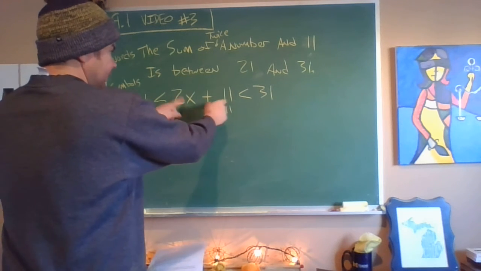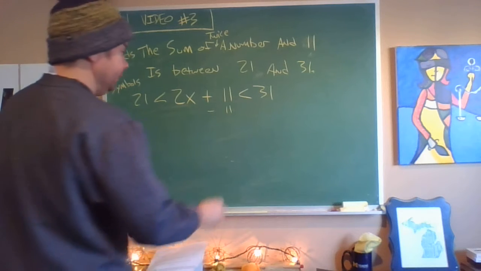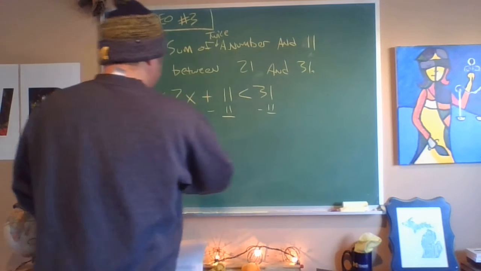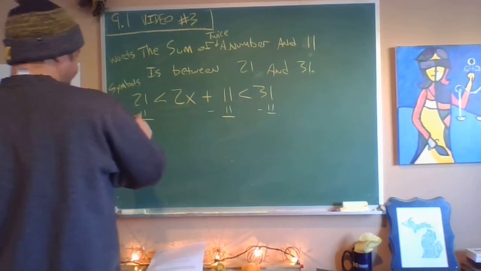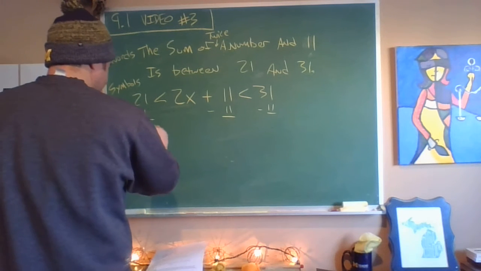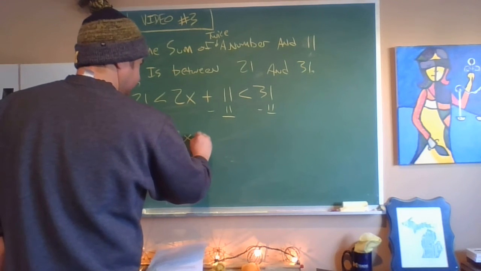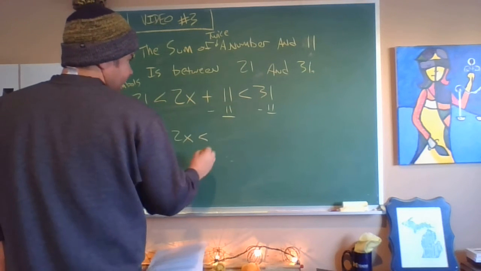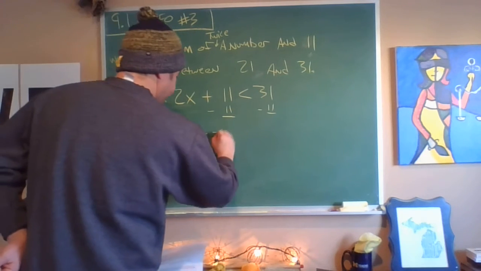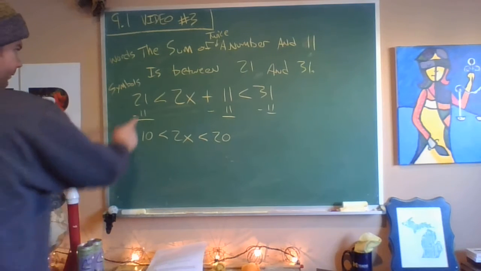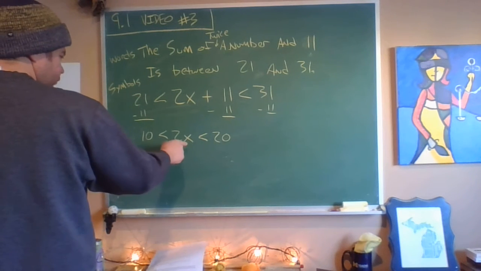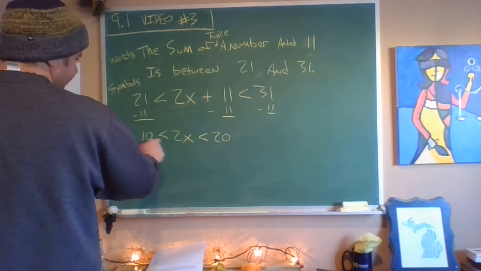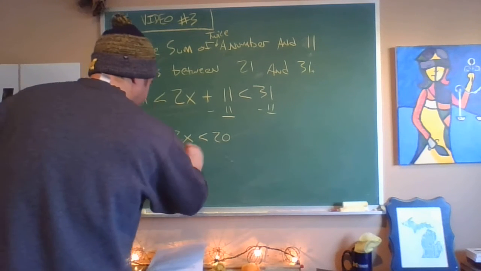Whatever I do in the middle, I have to do to the left and the right. So I'm going to subtract 11 from left, right, and middle. 21 minus 11 is 10. It's less than 2x. It's less than, that becomes 0. 31 minus 11 is 20. So now I've boiled this down to 10 is less than 2x is less than 20.